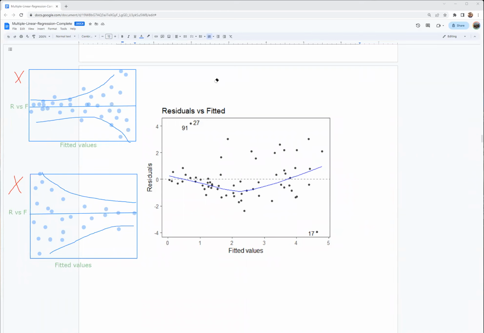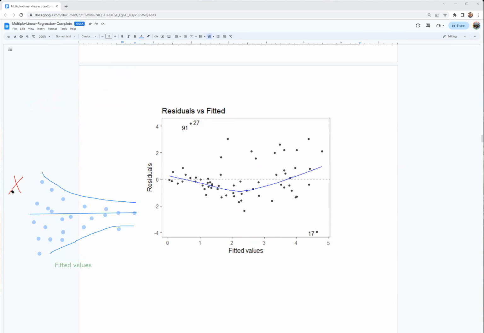You could also have a bow tie shape where it's bigger on the outsides and smaller in the middle. That also would violate homoscedasticity. But the main idea is that we're looking for a constant vertical spread as we go left to right in the plot.